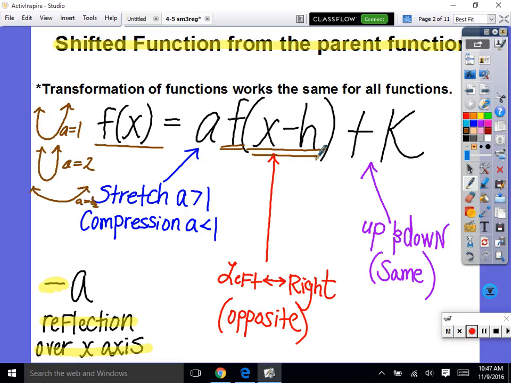Okay, last thing. This negative in front of a, if this was a negative in front, that has nothing to do with the stretch or compression. That's its own transformation. It's a reflection over the x-axis. You need to know that. That takes it and reflects it upside down. For example, negative x squared. That's a reflection over the x-axis. It's a frowny face. Does it make sense now? Okay, awesome.